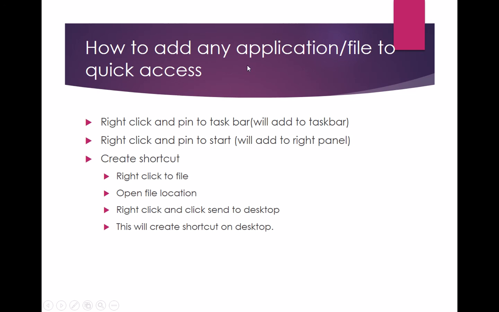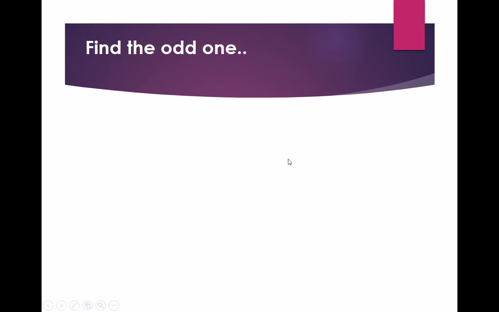Okay, now how to add any application or file to quick access toolbar. Okay, I have shown you already. Right click and pin to taskbar will add to taskbar. Right click and pin to start will add to right panel. Create shortcut. Right click to file, open the file location, right click and click send to desktop. This will create shortcut on desktop. So all these are the ways you can add application or file to quick access.